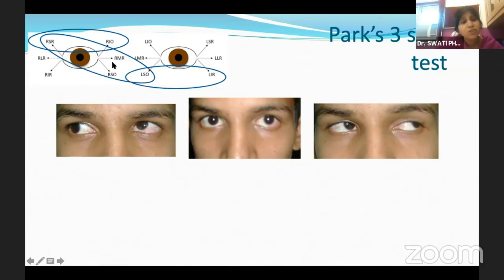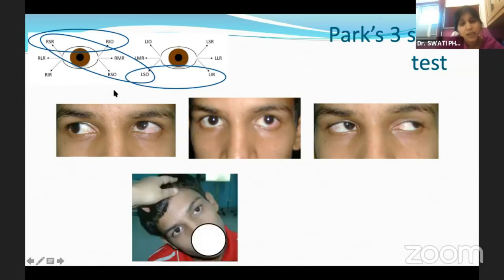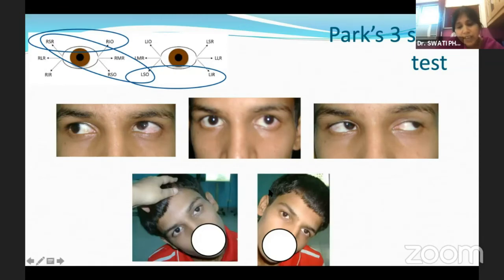After you have zeroed down to 2 muscles, the next step is to do a head tilt test, and you will notice that on the left head tilt, the amount of hypertropia is increasing, while on the right head tilt, it is the same or less than in primary position. This is a sign that tells us that it is the left superior oblique which is underacting, because the superior rectus of the left eye has to overact to compensate for the intorsion due to the left superior oblique palsy. So this is a clear-cut case of left superior oblique palsy.